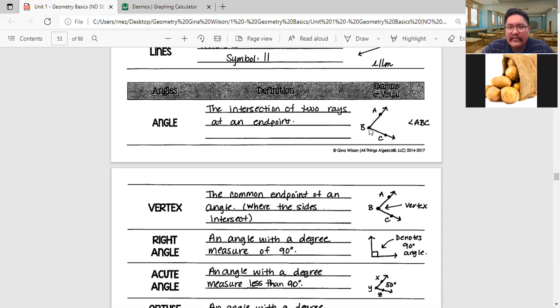So here I have a ray, B to A. If I were to mark that, it would be BA with a line on top and the arrow in one direction from B to A. And then we have another ray, from B to C. So we got B to C.